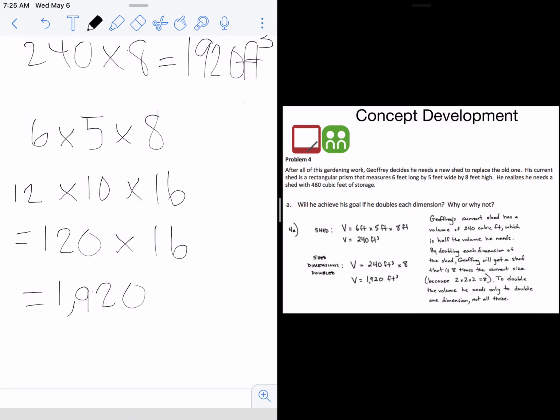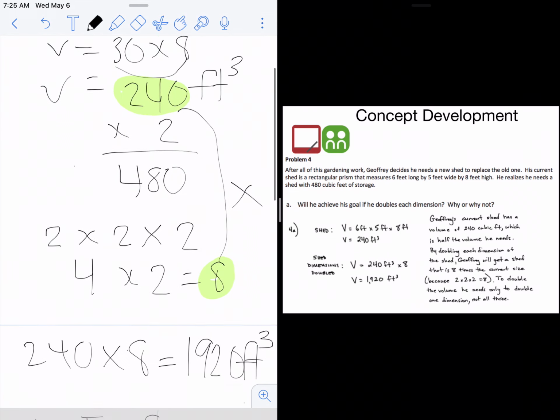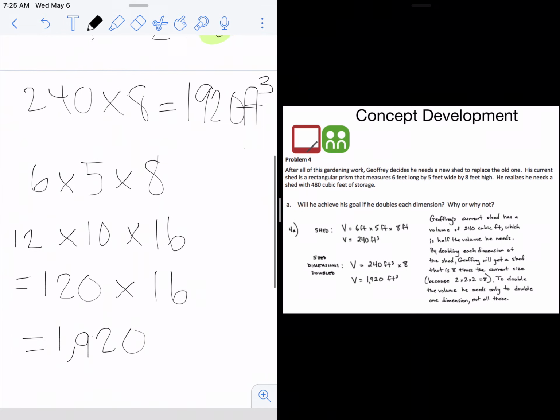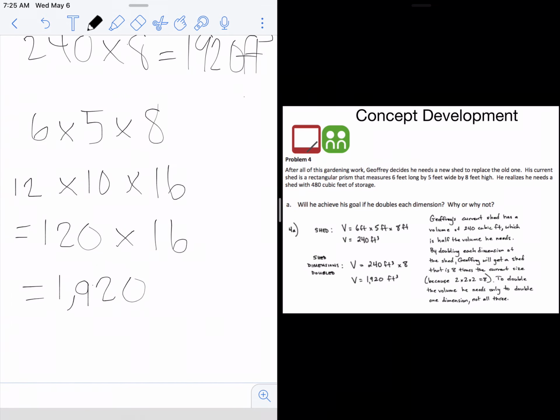So for your explanation, will he achieve his goal if he doubles each dimension? Why or why not? Yes. Okay, Jeffrey's current shed has a volume of 240 cubic feet, which is half of the volume that he needs, which we talked about up here, right? That doubled, 240 doubled, is 480. By doubling each dimension of the shed, Jeffrey will get a shed that is 8 times the current size because they doubled each dimension, 2 times 2 times 2.